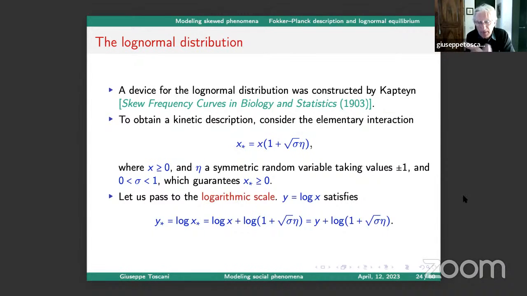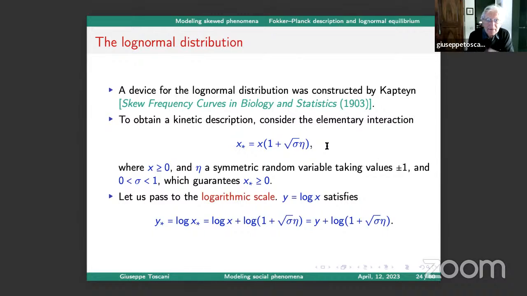People who know that the log normal distribution is obtained when you have an elementary interaction which is given by this: when you have a certain value, then the next value, let's say the interaction, is 1 plus a random contribution, and always in this way. When you have x0 equal to 1, the second one is 1 plus square root of sigma eta, the next one is 1 plus square root of sigma eta 1 times 1 plus square root of sigma eta 2. And so you have a product of a certain number of independent variables, not the sum, the product. And this is the elementary interaction.